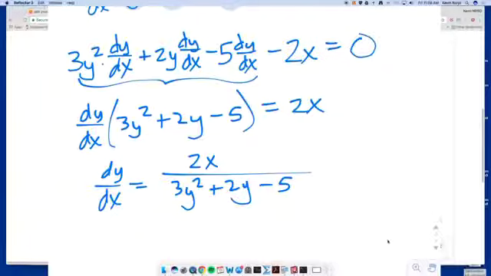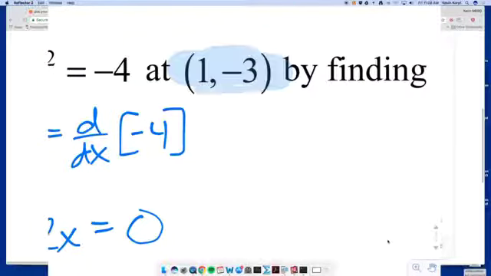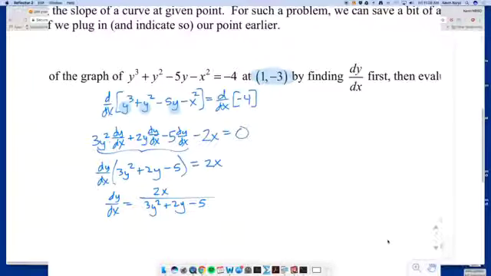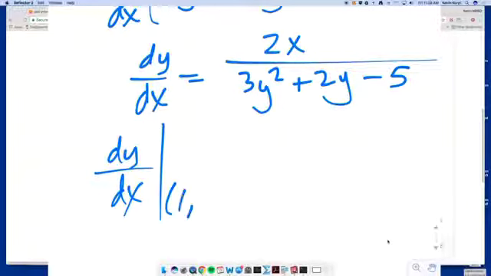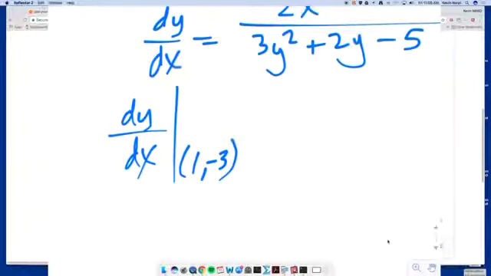This was asking us to find the slope of the graph at (1, negative 3). So thank goodness they gave us the y value there. Otherwise, we'd be like, okay, there's several different y values at 1. We got the one located. It's the one at (1, negative 3). So here's how you would write it in Leibniz notation. The easiest way is just to say at (1, negative 3), kind of write it as a footnote, almost on the evaluation bar.